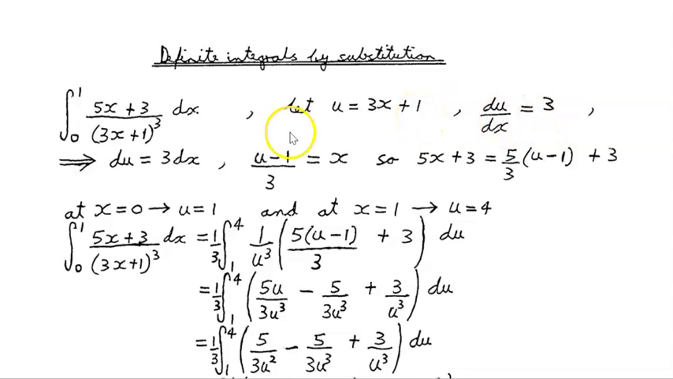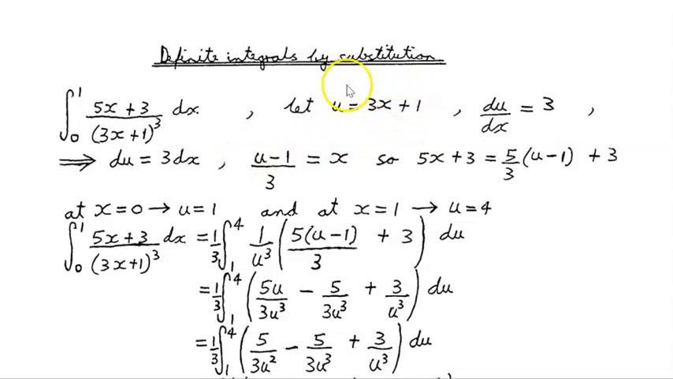du/dx will be 3, so that implies that du is 3 times dx. Then what we're going to do is rearrange this to get x by itself. So we'll take our substitution, u equals 3x plus 1, rearrange it and see if we can perhaps substitute that into the numerator. We've already substituted for the denominator, u equals 3x plus 1.